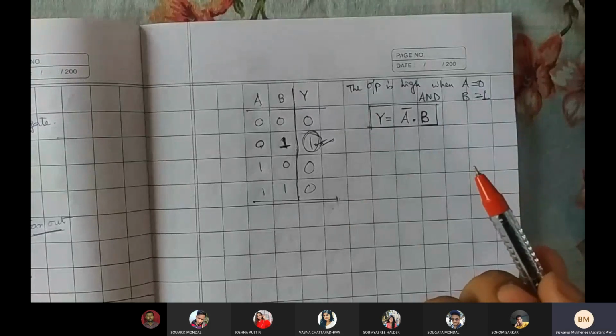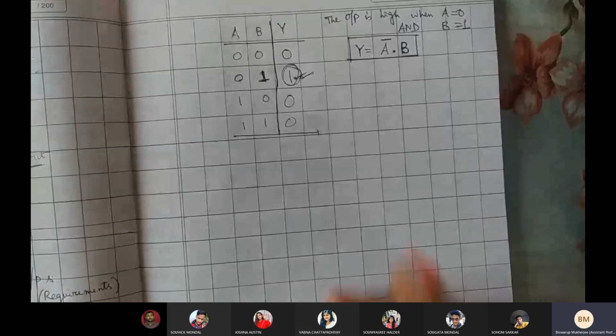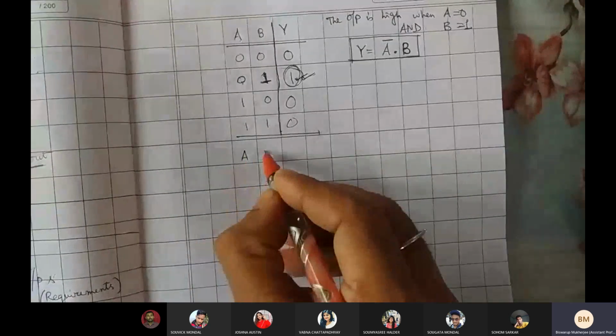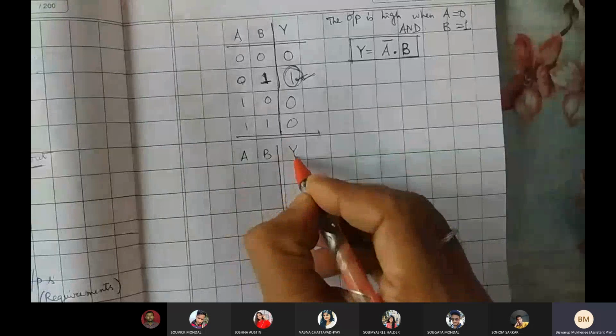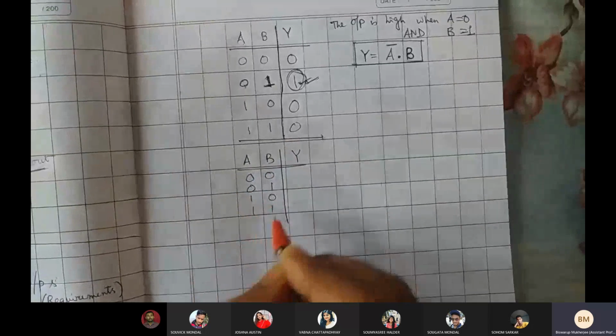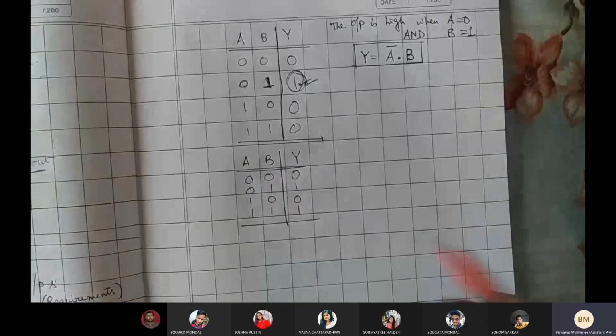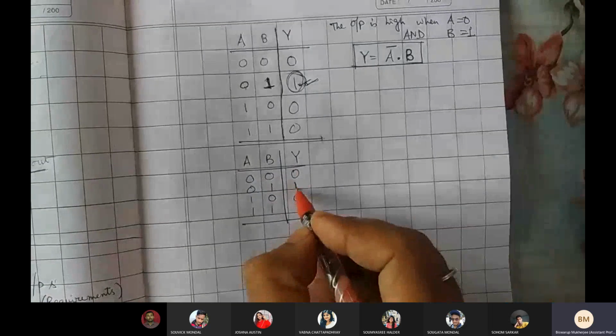Similarly, suppose you have another expression like this, where the inputs and outputs look like this: 00, 01, 10, 11, and maybe we have the outputs 0, 1, 0, 1, something like this.